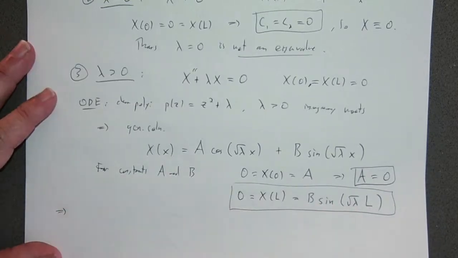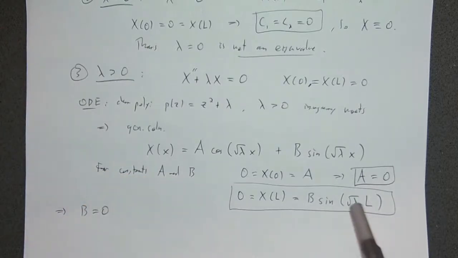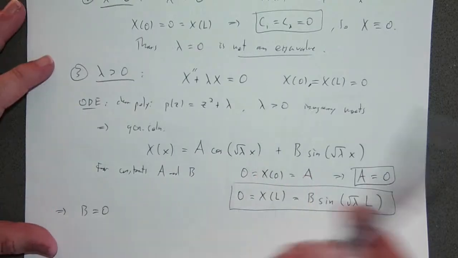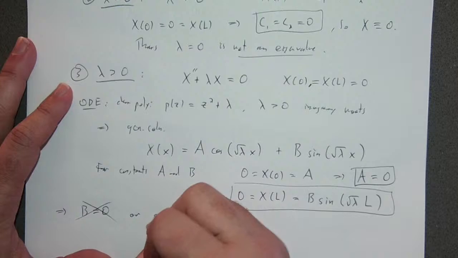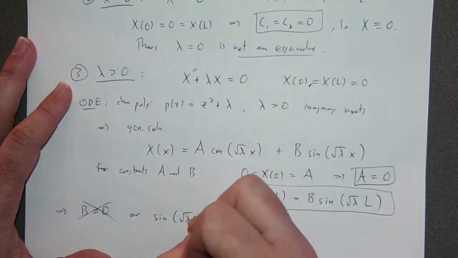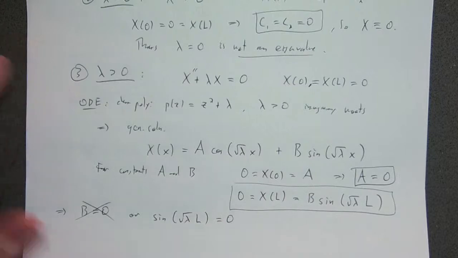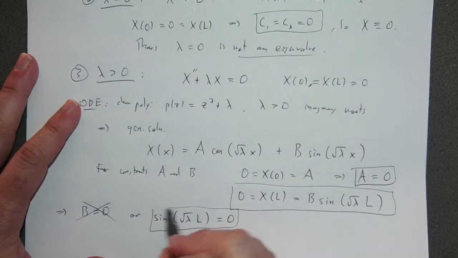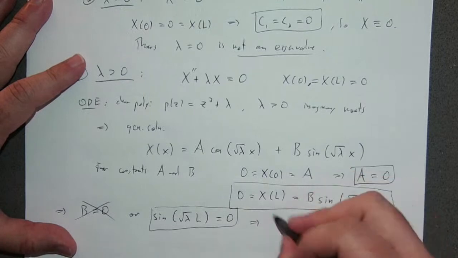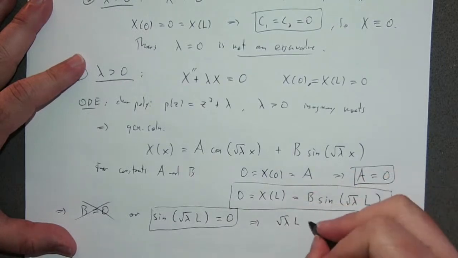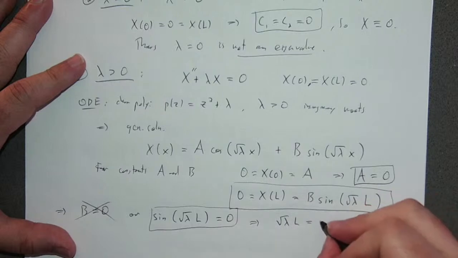So this leads to two possibilities, right? Either b is equal to 0, in which case I have a trivial solution, and so I'm not interested once again, so I don't want that to be the case. Or sine of square root of lambda times L is equal to 0. But the only time this works is if square root of lambda times L is an integer multiple of pi.